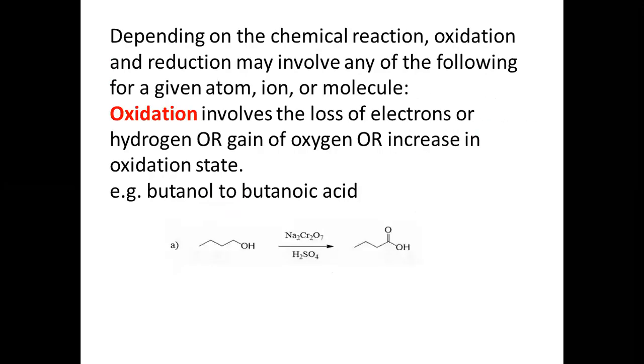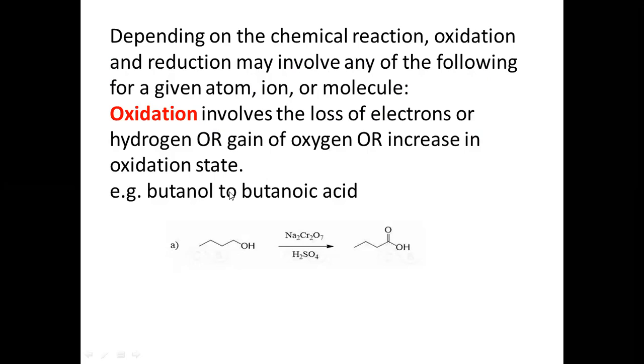Now see here, depending on the chemical reaction, oxidation and reduction may involve any of the following for a given atom, ion or molecule. Coming to oxidation, the oxidation reaction involves the loss of electrons, as we have seen in the previous example, or the loss of hydrogen atom or atoms, gain of oxygen atom or atoms, or an increase in oxidation state. Those reactions we can call oxidation reactions.